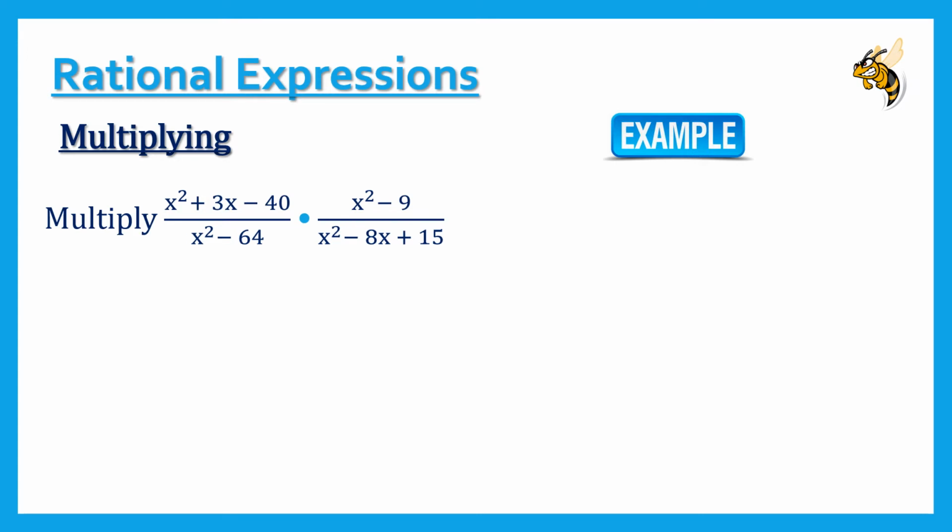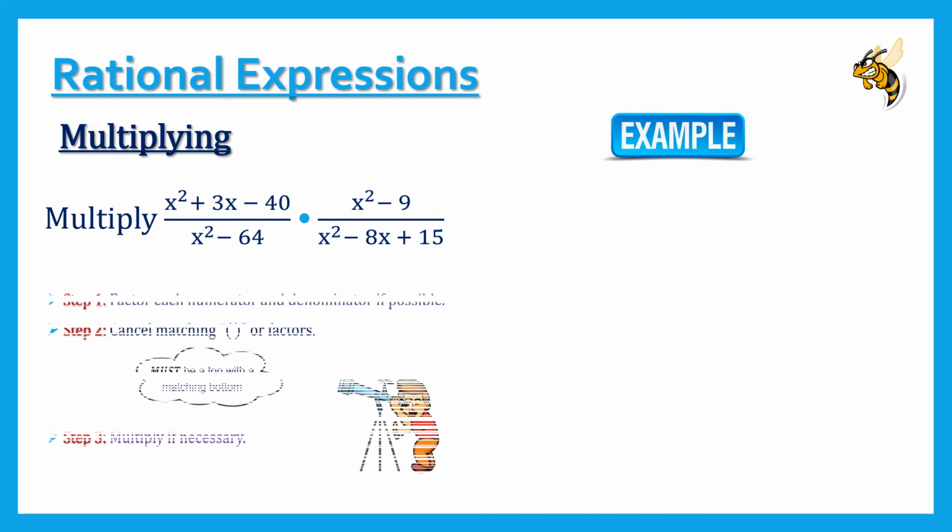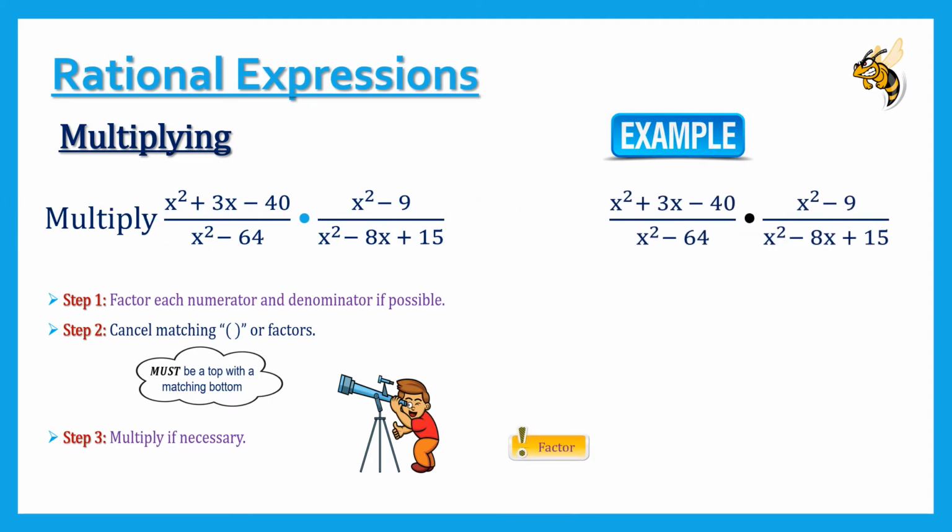Example. Multiply x squared plus 3x minus 40 all over x squared minus 64 times x squared minus 9 all over x squared minus 8x plus 15. Let's recap on the rules or steps. We need to factor, then cancel, and then multiply if necessary. So the first thing I want to do is to factor the numerators and the denominators if possible.